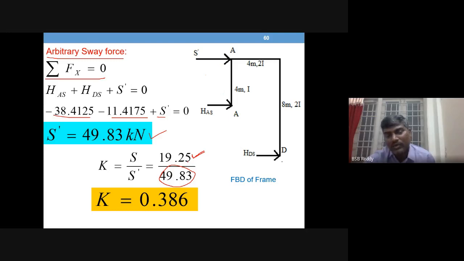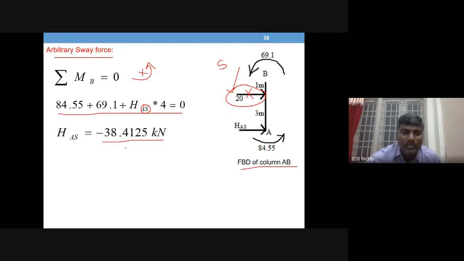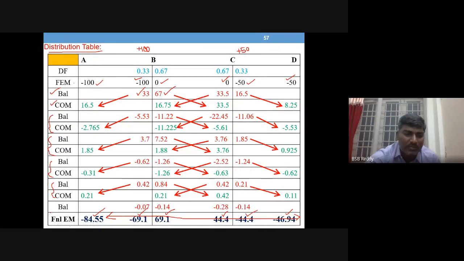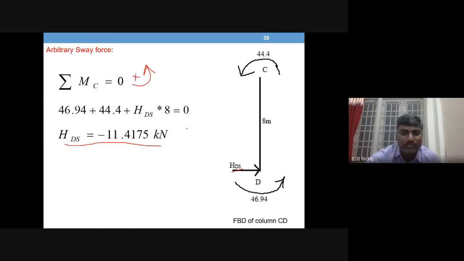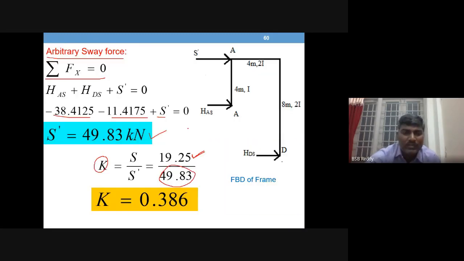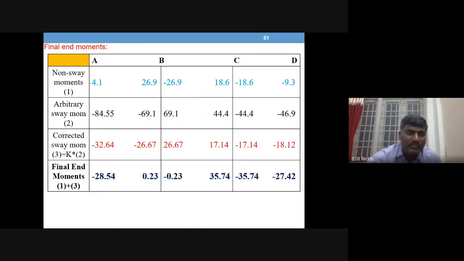That is how you are back calculating the values, or in the sense you are correcting the values of assumed moments. Okay, so you have assumed some moments and got some final moments. So these final moments are from these assumed values. Now to correct them, you have to multiply those values with this correction factor, S by S dash value. So how to do it?